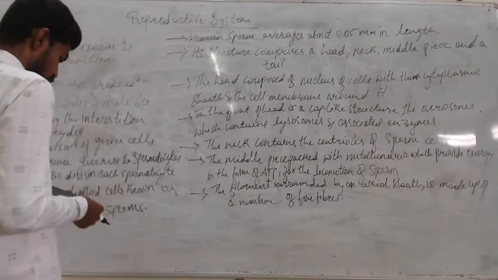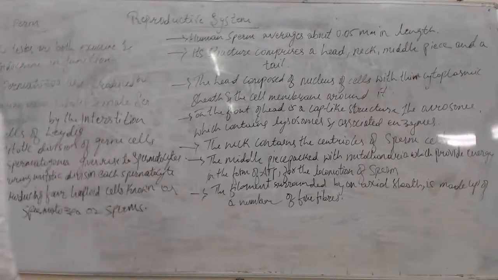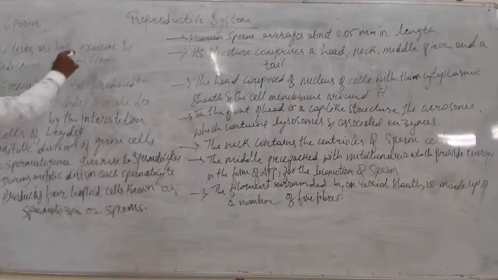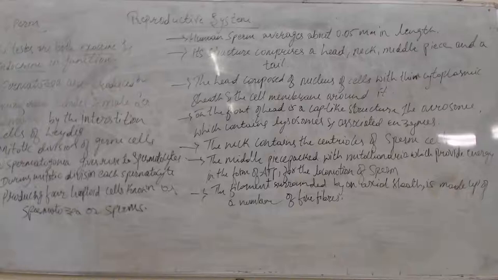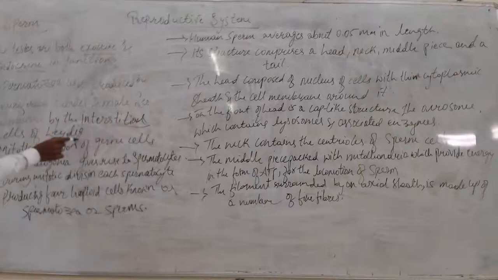These are some basics about sperm. The sperms are located in sac-like structures in the testes. The testes are both exocrine and endocrine in function. The spermatozoa are produced by the seminiferous tubules and the male sex hormones by the interstitial cells of Leydig.